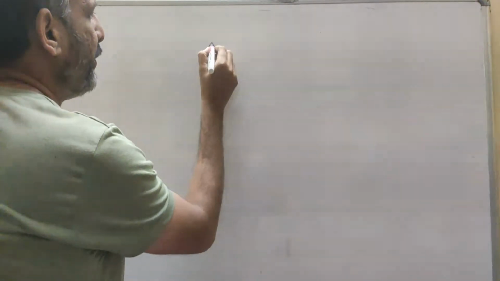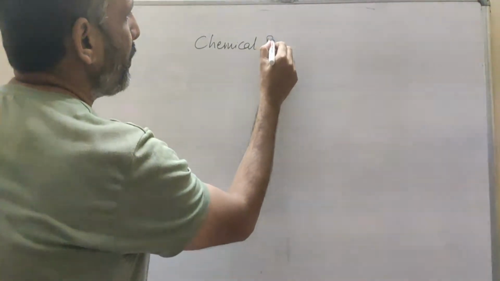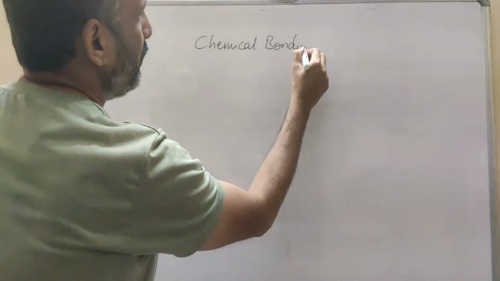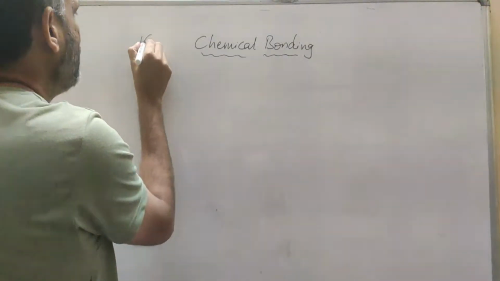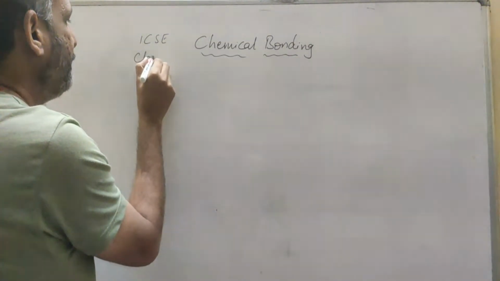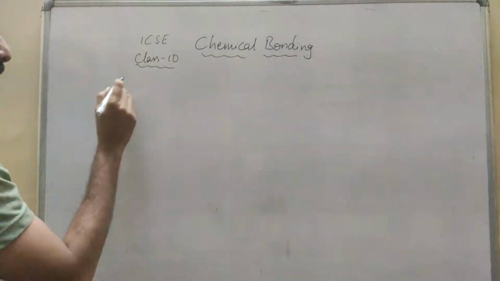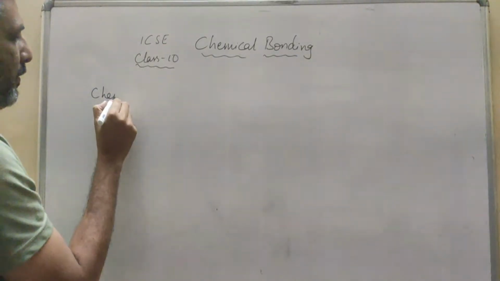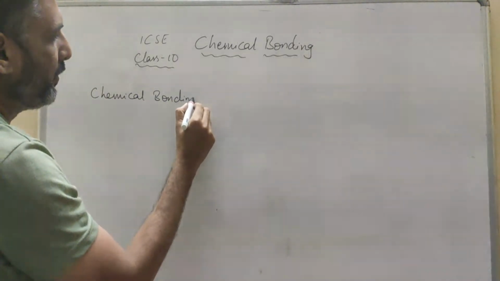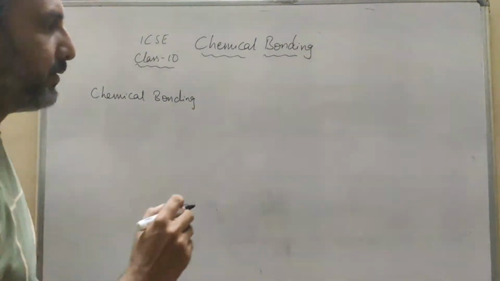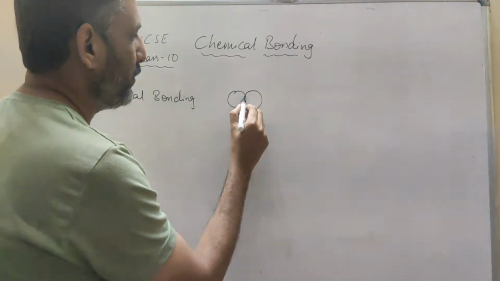Today we are going to quickly revise chemical bonding for ICSE class 10. So first we see what is chemical bonding. Chemical bonding is nothing but a force of attraction which is holding two atoms together.